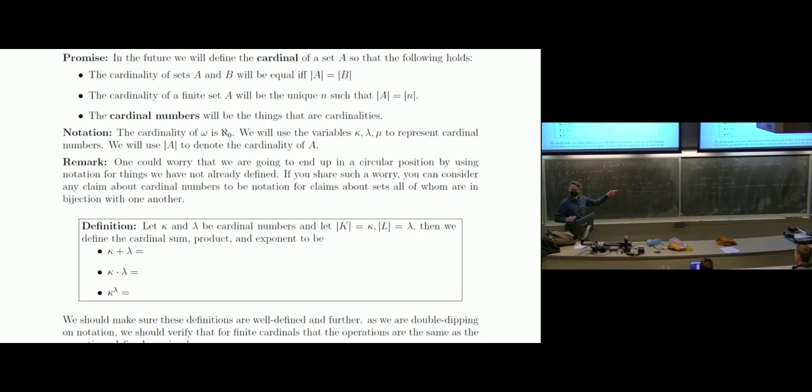Does that make sense? Right. So as long as K prime and L prime are disjoint, then K union L had better have the same size as K prime union L prime. Same for the product, same for this.